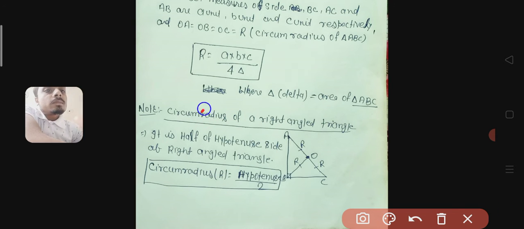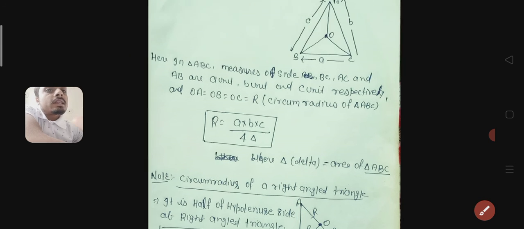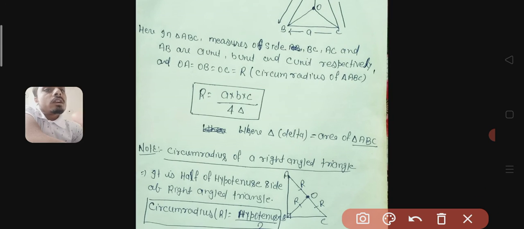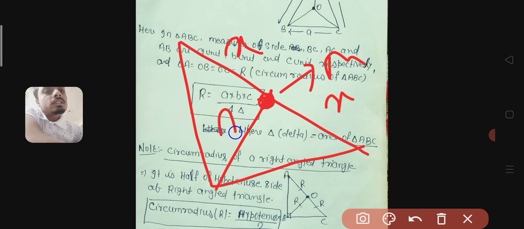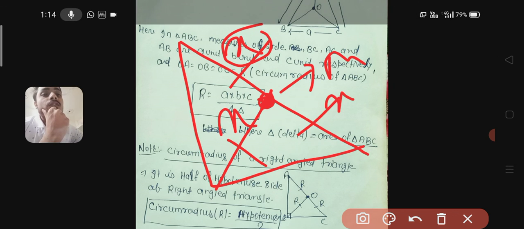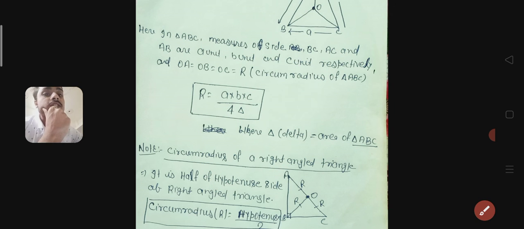Circumradius of a right angle triangle. If you draw a right angle triangle and find the circumcenter, the circumcenter is the midpoint of the hypotenuse. So this distance is x, and this distance is also x. If you find the circumradius, it is half of the hypotenuse.